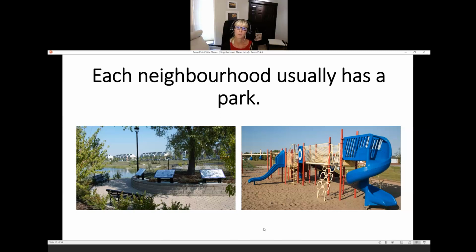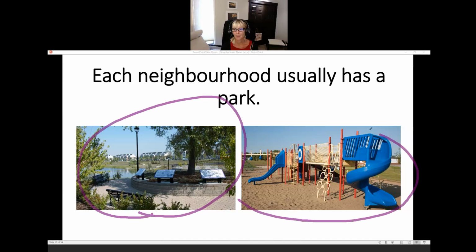And you will know from Quizlet practice that this is a park and this one is a playground. Many parks also have playgrounds. Some parks do not have playgrounds. Some parks are for walking only.